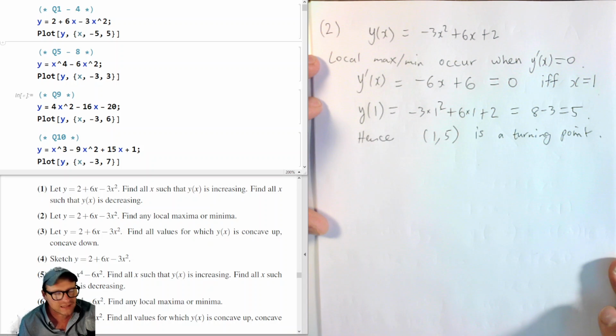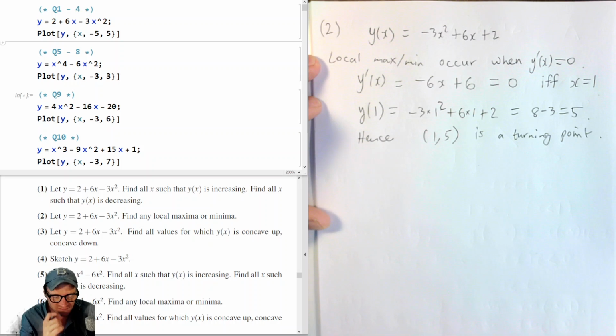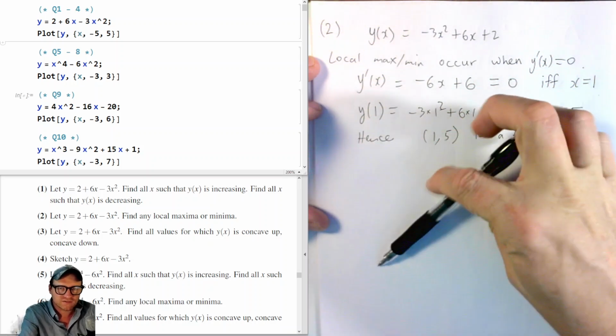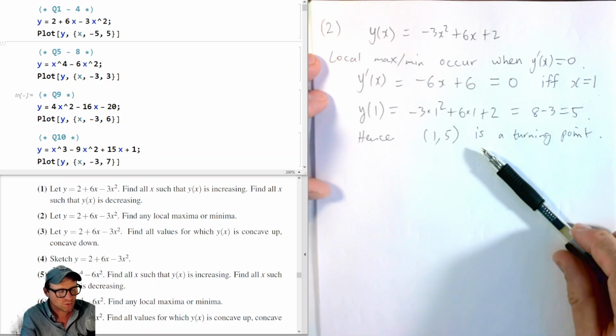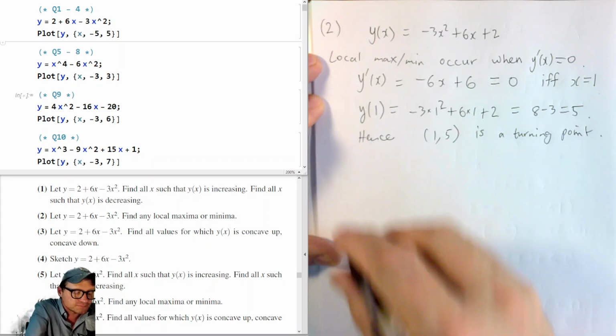Okay, so now that we have that, let's classify that. And so we can classify this in two ways. The first derivative test says that if the sign of the derivative is one thing on one side of the turning point and something else on the other side of the turning point, then you have a max or a min. But in particular, if it's positive on the left and negative on the right, then you have a local maxima. All right, but the second derivative test is probably the more popular one to use. And so let's use the second derivative test here.